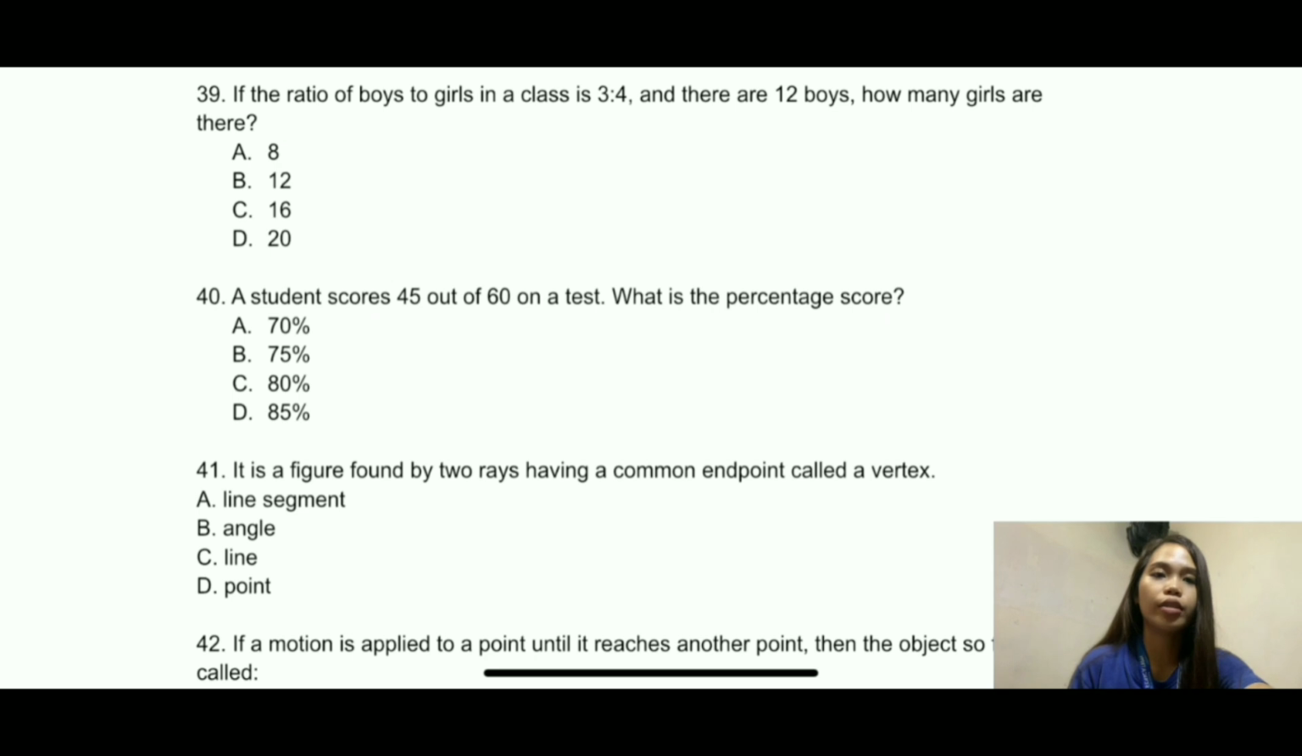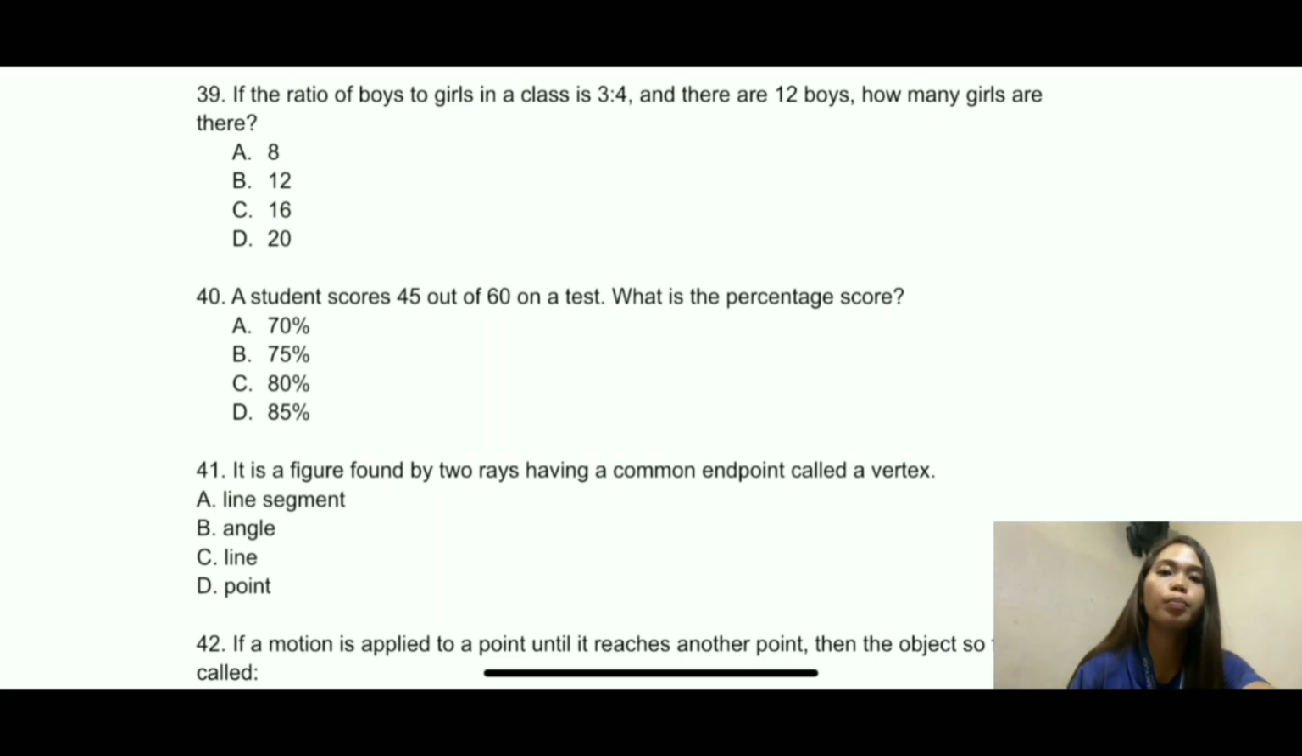And why is it the answer? To find the percentage, we have to divide the score by the total and multiply it by 100. So the percentage equals 45 divided by 60, and we multiply the result by 100, which equals 75%.